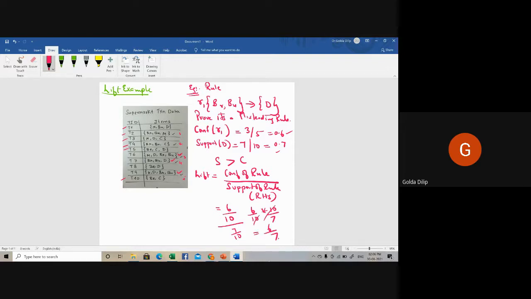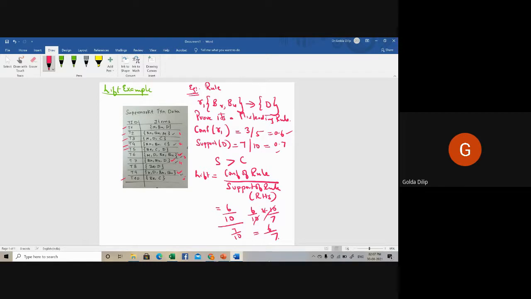So I have computed my lift to be 6 by 7. Here we have used lift to correct the support and confidence threshold. It is not always true that support and confidence will give you a proper measure of interestingness. You need some estimate to correct that. That's the practical aspect of lift.